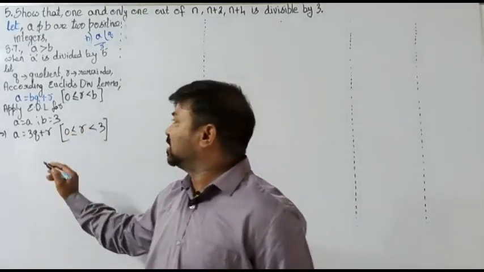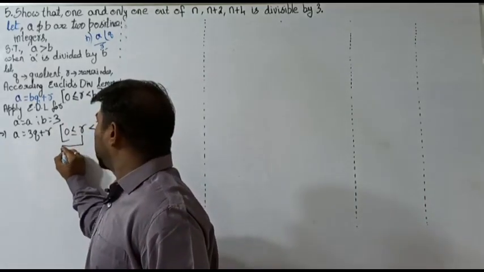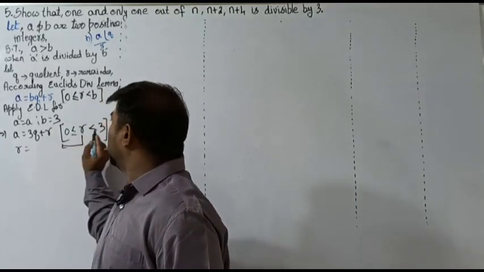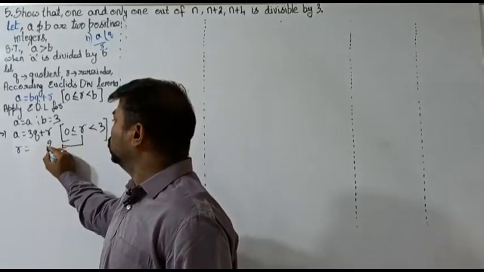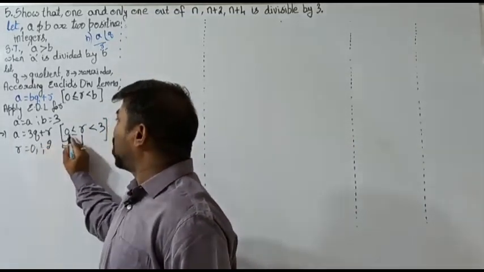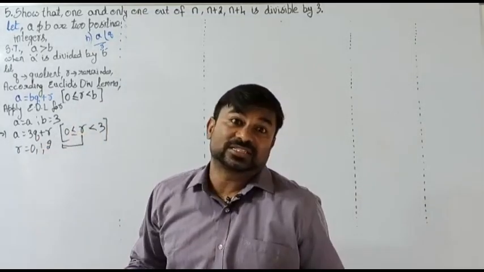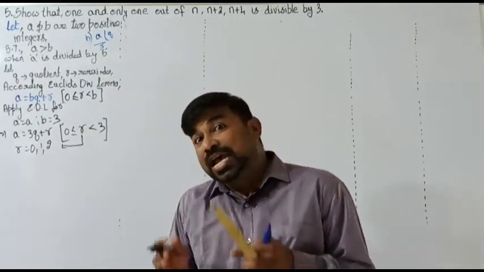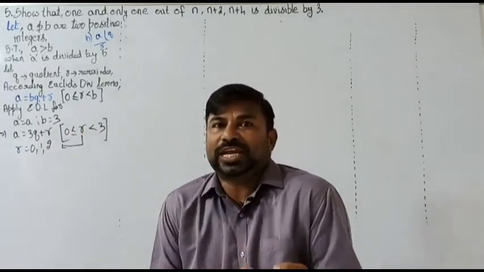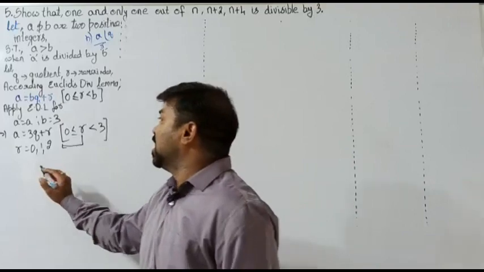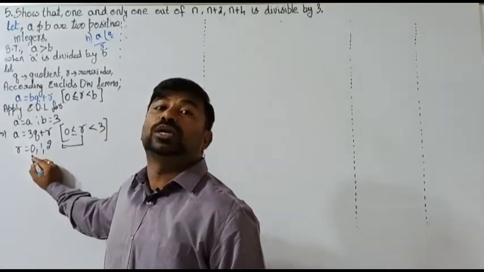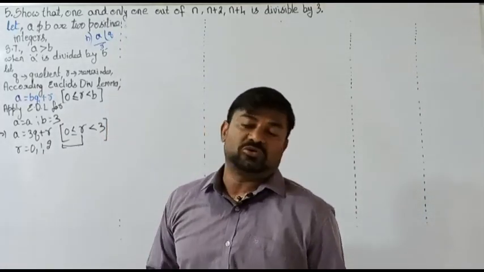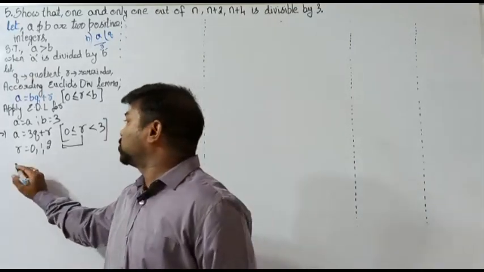So, what are all the cases? Here the remainder, as it is given, will be less than 3, means 2, 1 and 0. Of course, greater than or equal to 0. Now, these are the remainders. Now, let us plug in. We check it out with the different cases. Now, let's go with R is equal to 0. When R is equal to 0, what happens? Let's check it out.